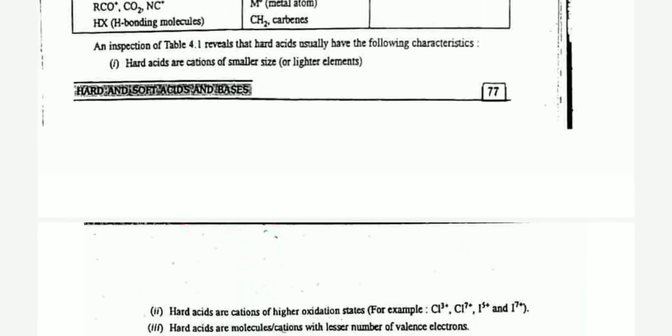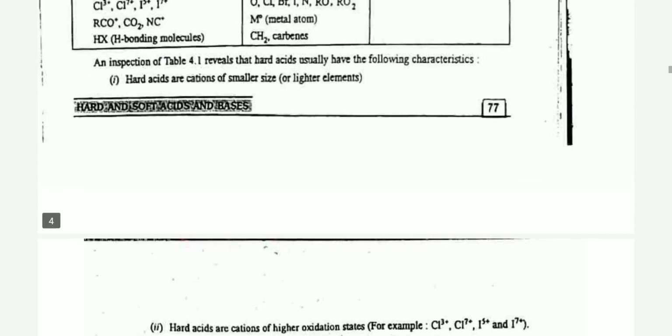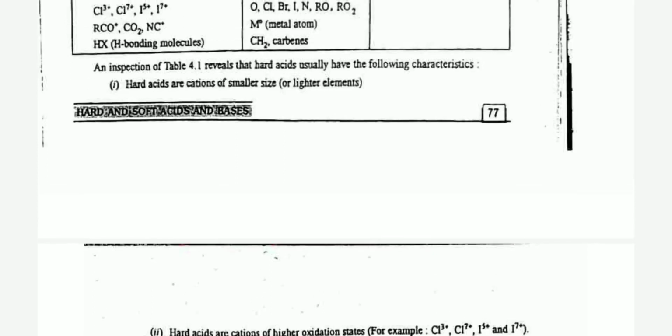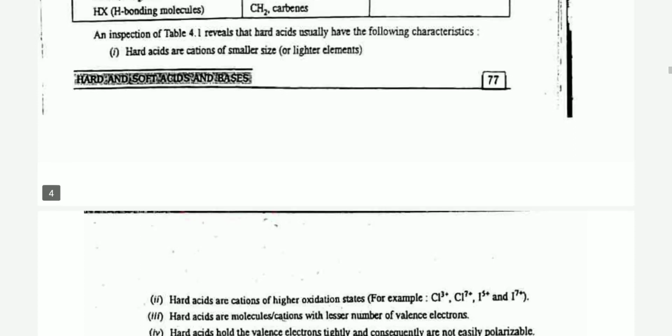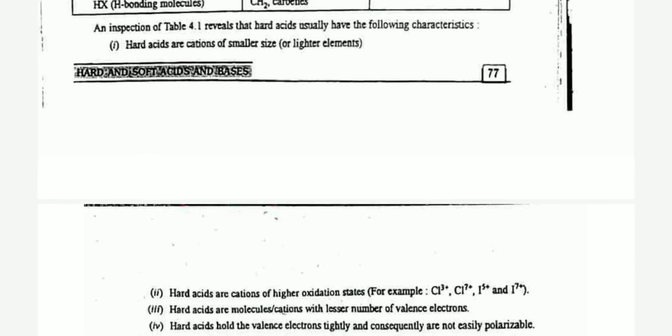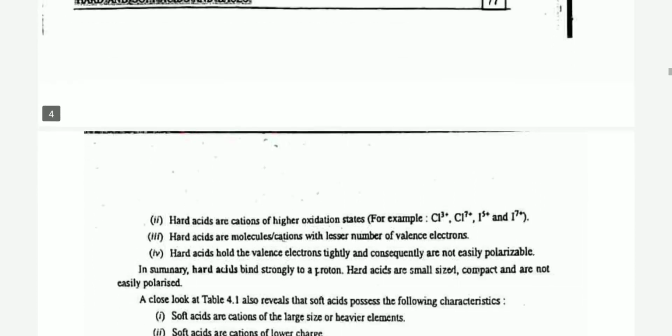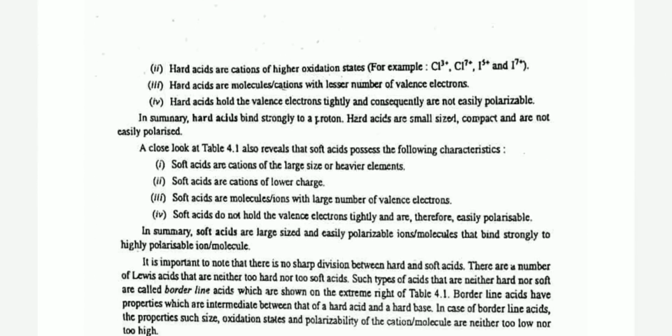An inspection of Table 4.1 reveals that hard acids usually have the following characteristics. First, hard acids are cations of smaller size or lighter elements. Second, hard acids are cations of higher oxidation states, for example, Cl3+, Cl7+, I5+, and I7+. Third, hard acids are molecules or cations with a lesser number of valence electrons.